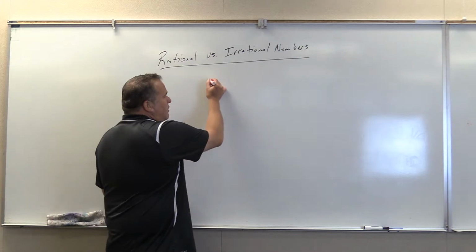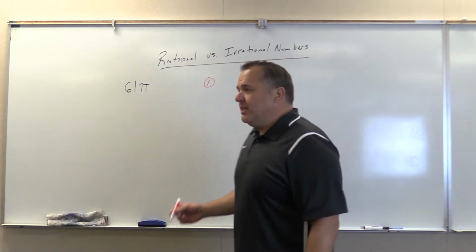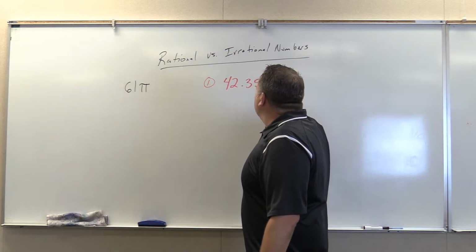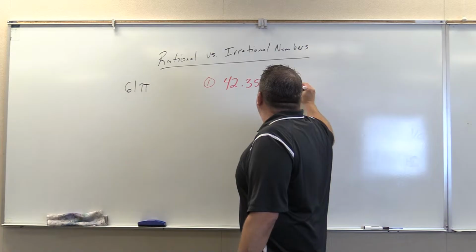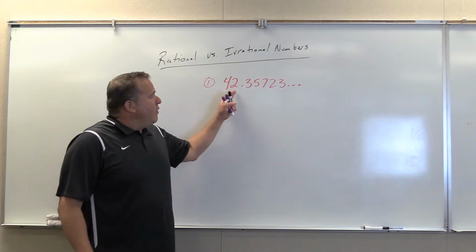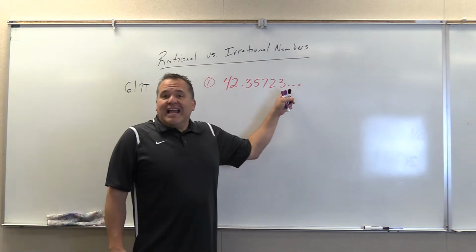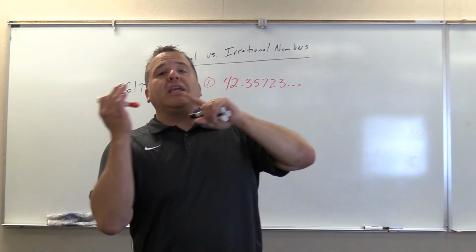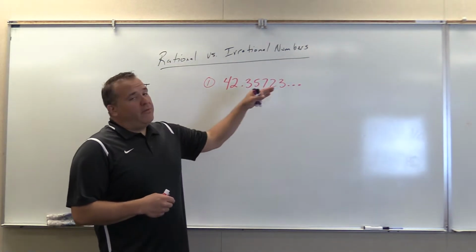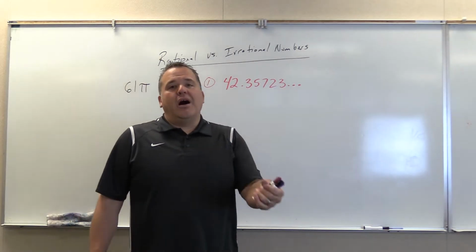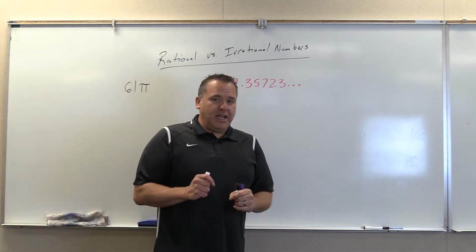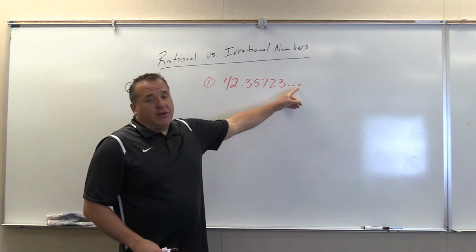The first type is going to look like this. Let's say something like 42.35723... Now, what does that mean? That means that these numbers right here, 42.35723, and see this ... means it's going to keep going. It's going to keep moving. It's never going to repeat. These decimals are going to go on forever. And what that's called is a non-terminating decimal. So any decimal that is non-terminating is irrational.